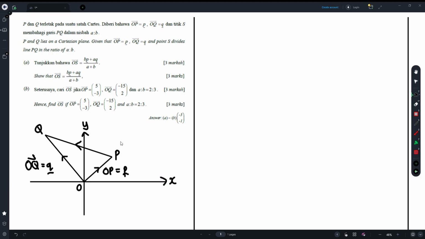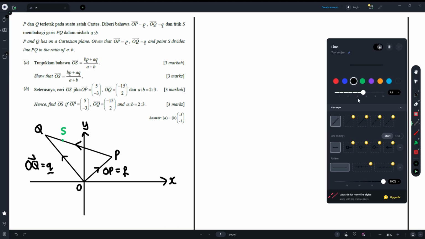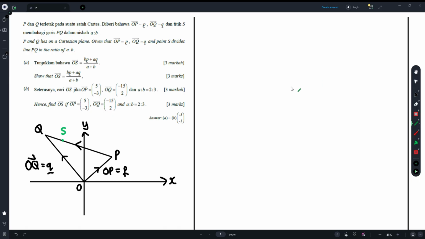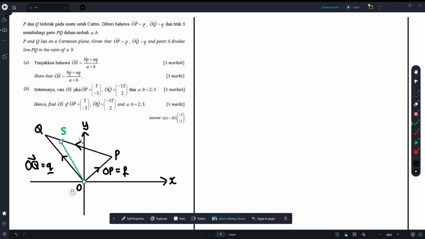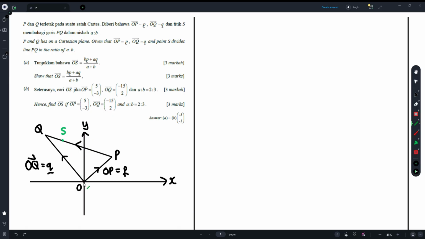This is vector PQ, and then they say there is a particular point S on this diagram that divides the line PQ in a particular ratio. So I'm just going to label my point S here. Doesn't matter because you can put your point S anywhere you want, no harm. But I'm just going to put it here. The green color is the vector OS. Please take note. So let me join nicely. So this is my vector OS.